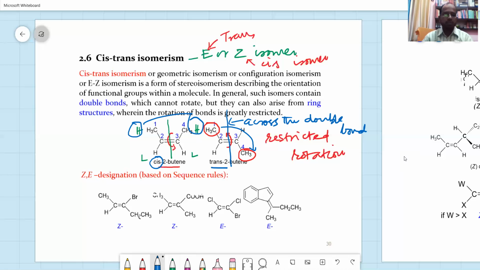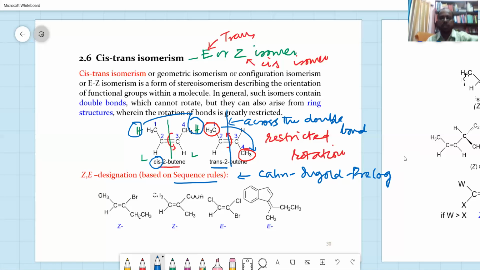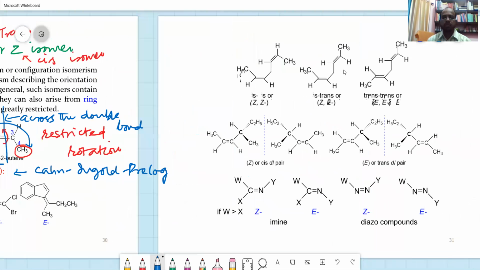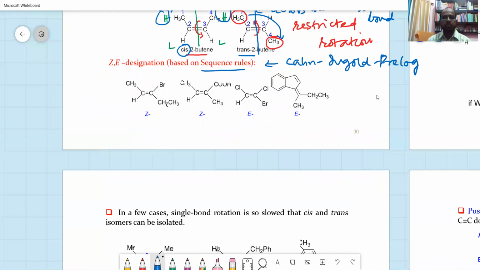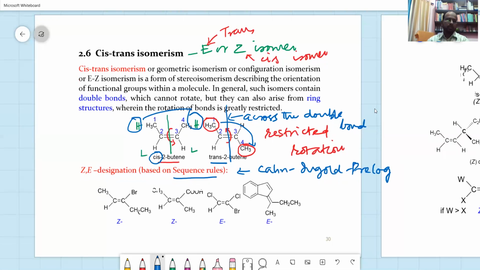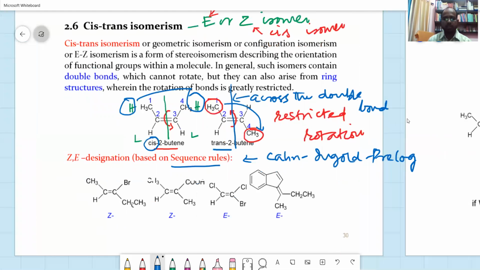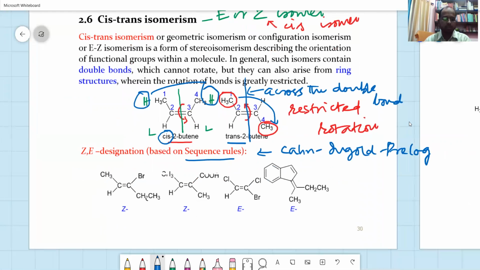And that is also based on the sequence rules. I think you know the sequence rules. We have mentioned it as the Cahn-Ingold-Prelog system, in which the atomic weight of the groups attached is taken into consideration. Okay, so here are some examples that we are going to see and practice. Let us see the first example there. I'm just going to write the atomic weight of that, and you're going to mention the priority there.